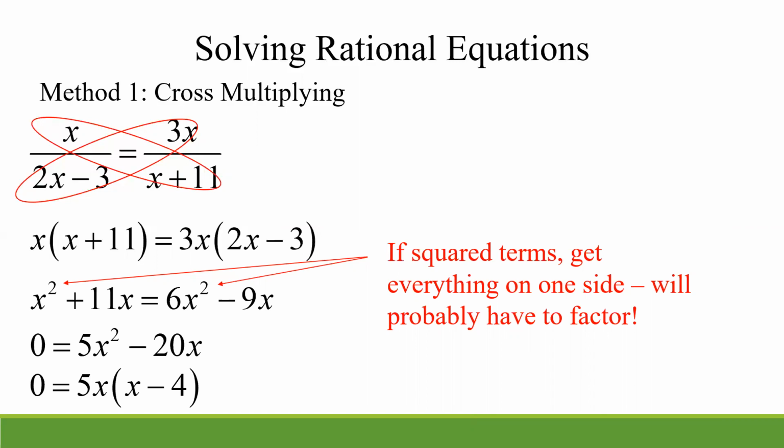And we know how to solve that. We set each piece equal to 0. So 5x equals 0. That means x equals 0. And then we have x equals 4 as the second solution. So this one actually has two solutions, or at least it looks like it does.